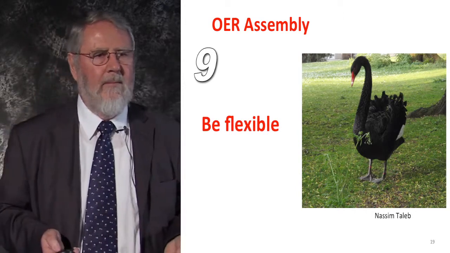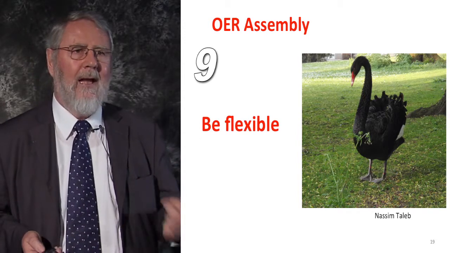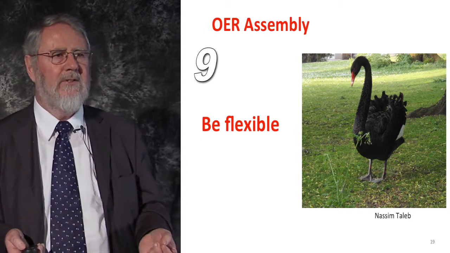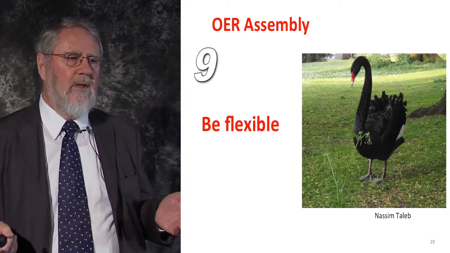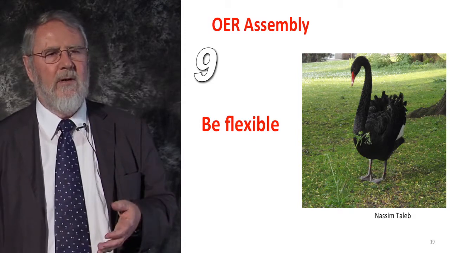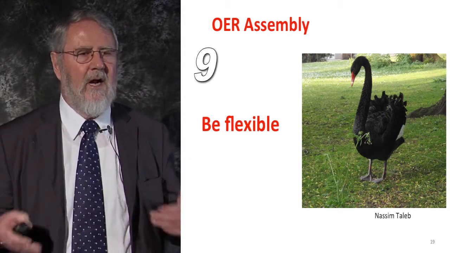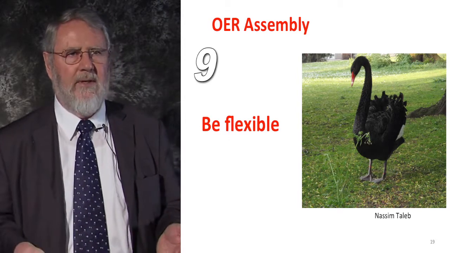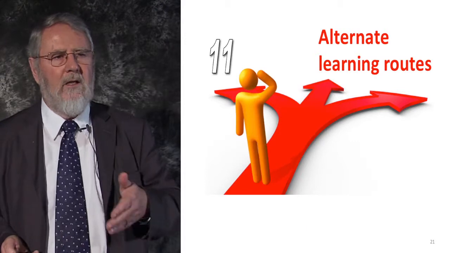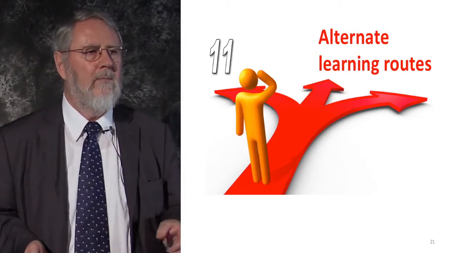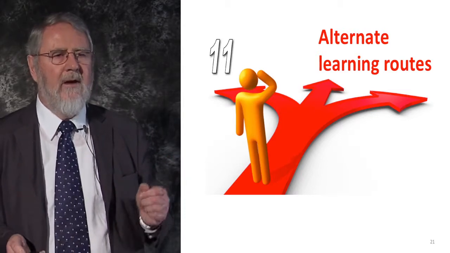We need to be flexible, because no matter what happens, no matter how much you plan, it happens. And Nassim Taleb tells us that there's a black swan in everyone's future. And by that he means that everyone thought that the swans were white until they went to Australia and they found black swans. And he uses this as an example to say that unpredictable events always happen. And so if we're planning, we need to be flexible. We need to create alternative learning routes, or even better, assemble alternate learning routes using open education resources. Everybody is different.